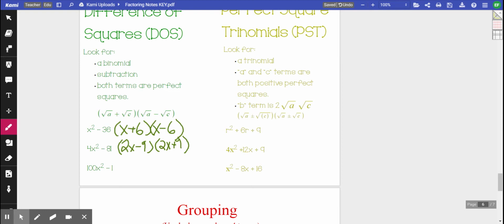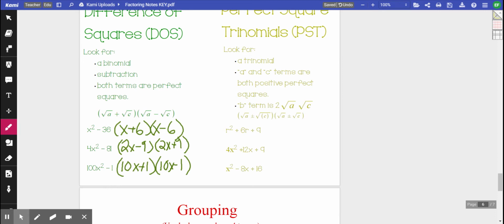Our last example here, 100x squared minus 1. Well, the square root of that is 10x. So that goes in my first spot. Square root of 1 is 1. And again, opposite signs. So one's a plus and one is a minus. And we're done. That's factoring by a difference of squares. So you just need to recognize your perfect squares and you should be good to go.